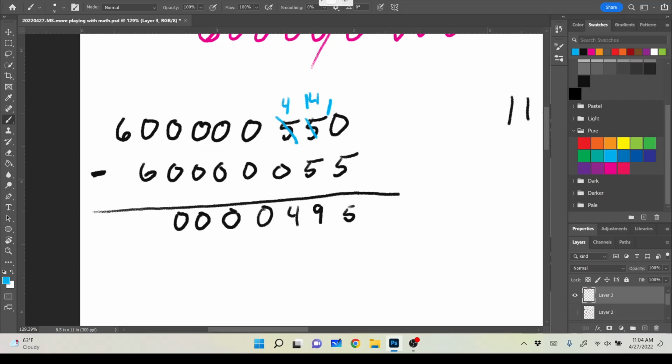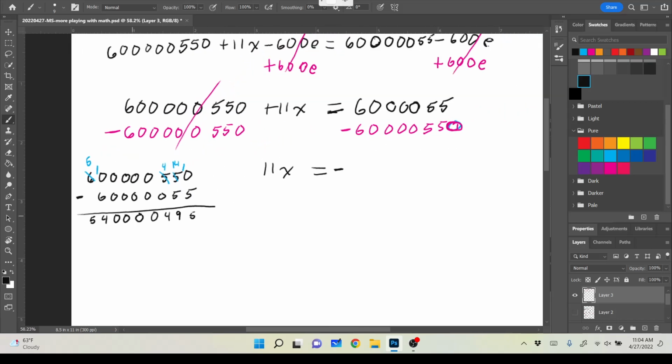What do we got to do now? No, they don't line up. You could if they lined up, but they don't. What's 10 minus 6? 4. 5 minus nothing. Okay. 11x equals negative 540 million.